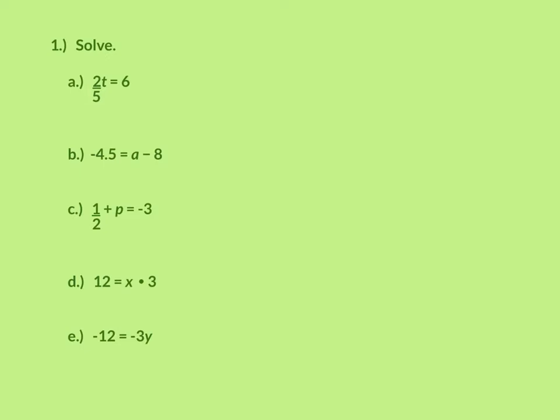So this first one has t being multiplied by 2/5. So that means, of course, we would divide each side by 2/5. And I know that these, of course, would cancel. So that would leave me with t equals 6 divided by 2/5.